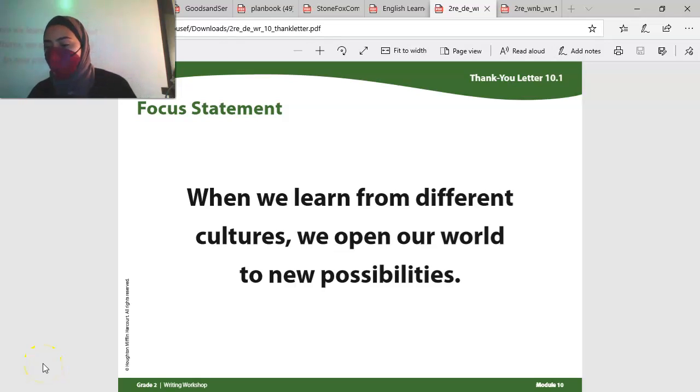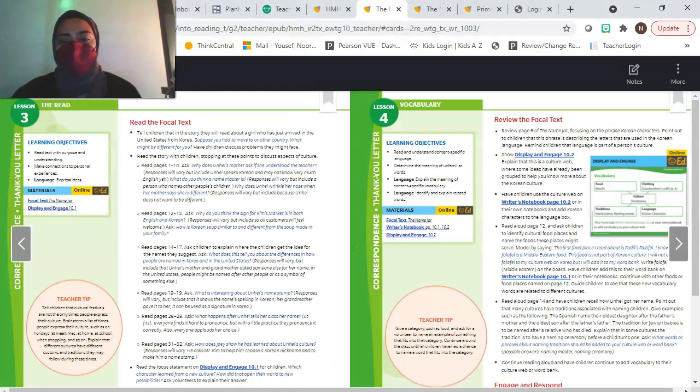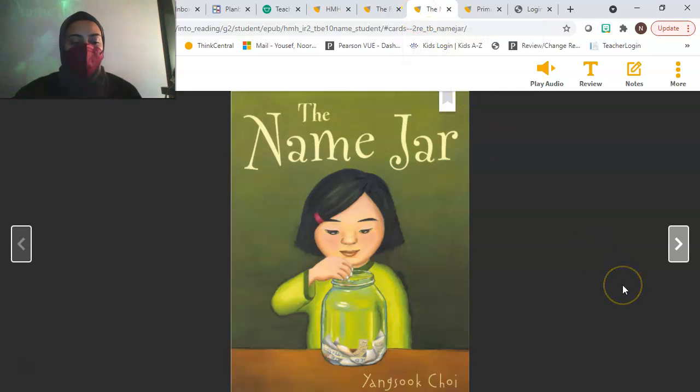Yesterday we read the story, The Name Jar. Very good. We read the story, The Name Jar. Today we're going to review some important parts of the story, and then we're going to work a little bit in our writing packet. So let's review some parts of the story.